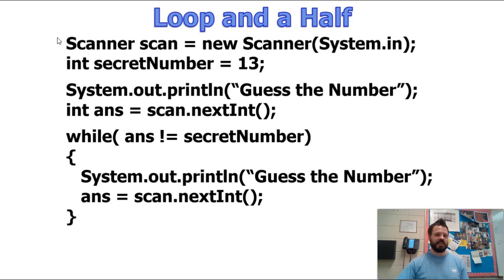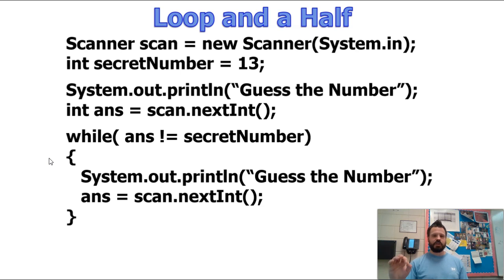So what I have here essentially is another quiz game where we have a scanner and a secret number of 13. And we're going to ask the user to guess the number and store their guess in ans. And then while the answer is not equal to the secret number, we'll continually ask them to guess another number, store that answer, check it again. Essentially the same thing we just looked at, little simpler code, little simpler example.